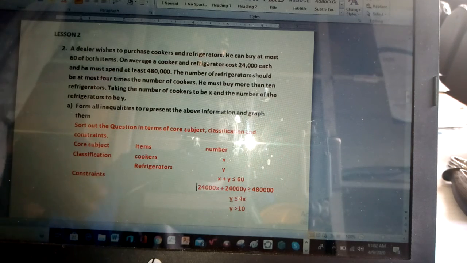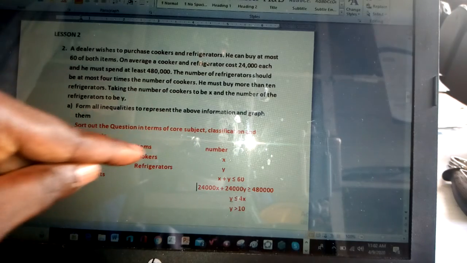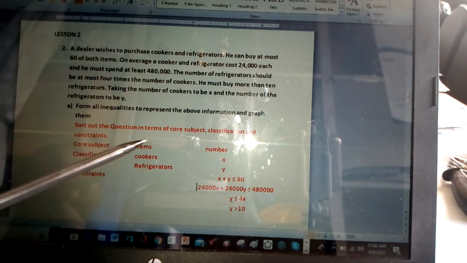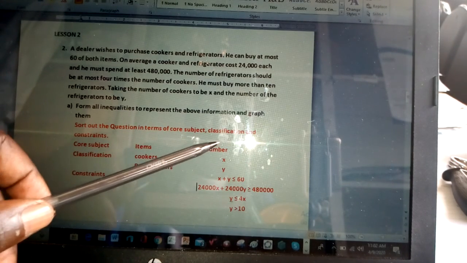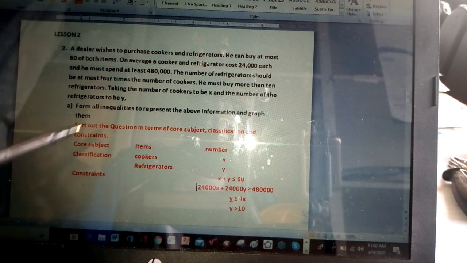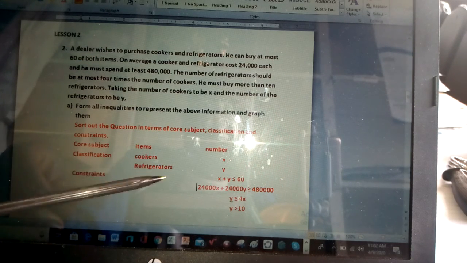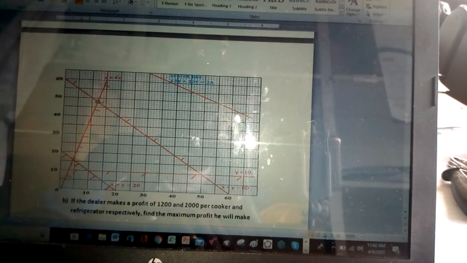See. What is the core subject? Core subject, purchase. We have to purchase items, and these are their numbers. So, the number of items to be purchased. When you read it backward, it will always make sense. Then classification here, and then you come and do the constraint. Okay, that's good. Good work.